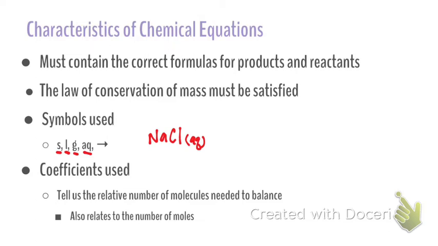Okay. If we use coefficients, where do they go? In the front of a compound. Okay. And that relates to the whole compound. It tells us the relative number of molecules if we're talking about an atomic level, and it also tells us the relative number of moles when we start dealing on a bigger level. So it allows us to figure out how many of those molecules need to go together to satisfy the law of conservation of mass.